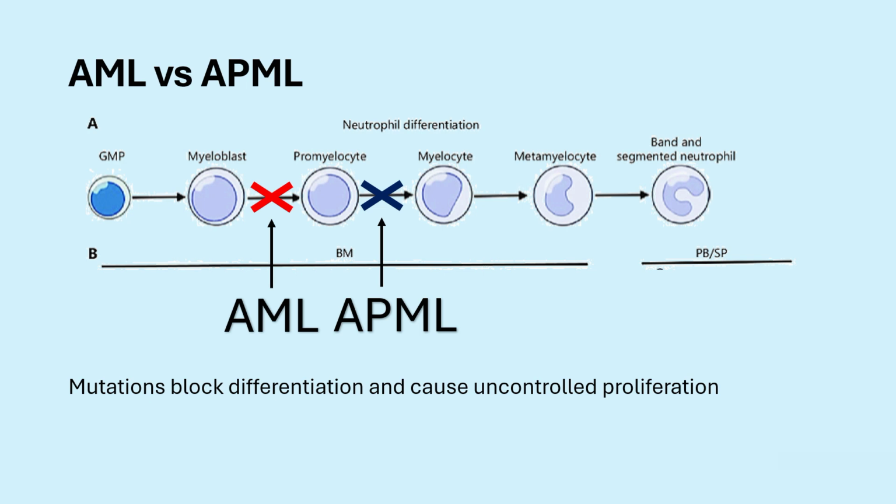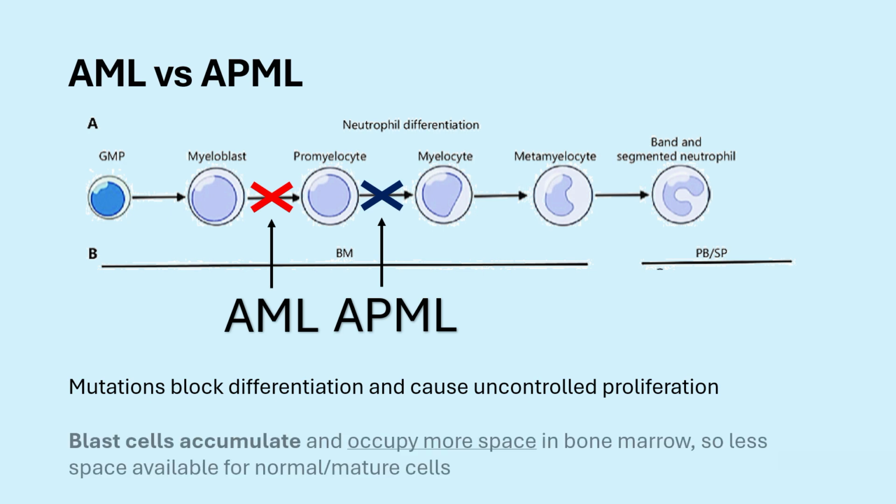So I included this diagram to essentially show the difference between AML and APML. AML and APML are determined by where the mutation occurs and what differentiation is blocked. As seen in this diagram, the mutation blocks differentiation at a later stage in acute promyelocytic leukemia. Both these mutations cause uncontrolled proliferation, causing blast cells to accumulate and occupy more space in the bone marrow, meaning less space is available for normal, mature cells.